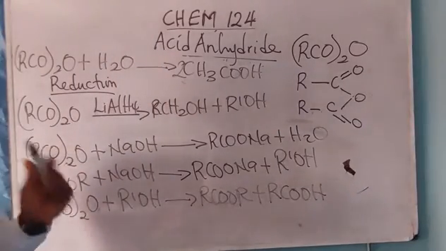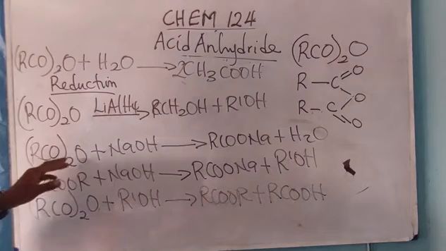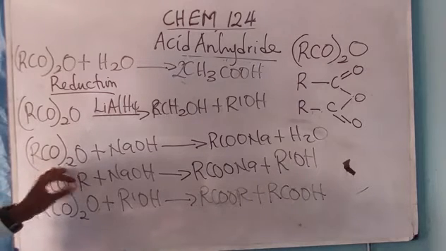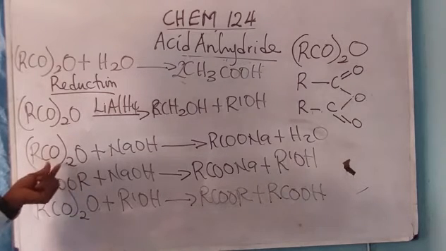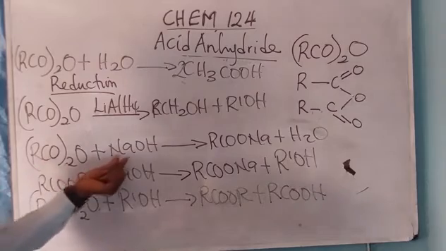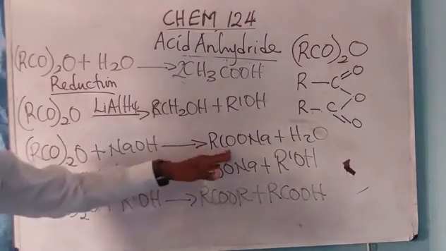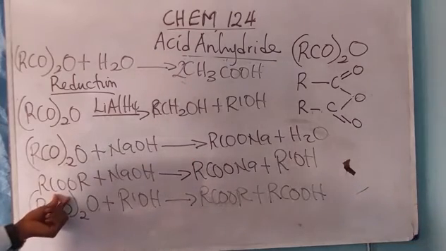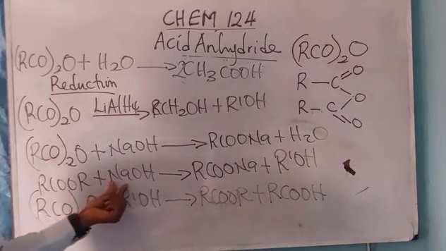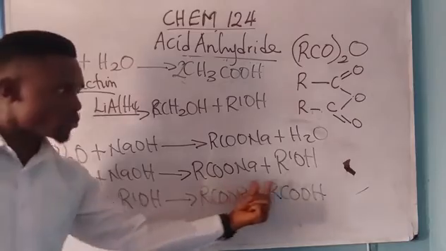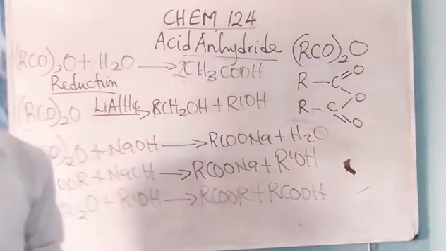The distinguishing test of acid anhydride and ester is that acid anhydride, when reacted with caustic soda, will produce acidic salt, which is this, and water. But if ester reacts with caustic soda, it will produce acidic salt and alcohol. So at this point, we call it a day.